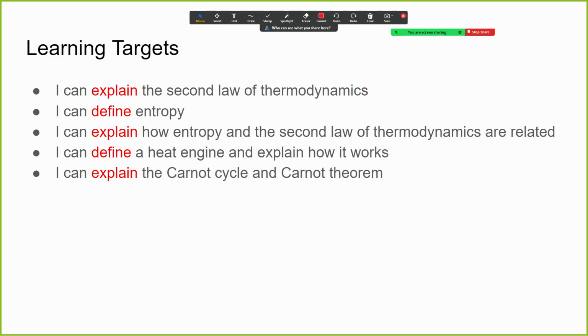So our learning targets for today, because why not have another law of thermodynamics? A lot of jokes come in with the second law as well, so maybe that's a good thing. I can explain the second law of thermodynamics, and some of you might already know it. I can define entropy, so the second law has to do with entropy. I can explain how entropy and the second law of thermodynamics are related. I can define a heat engine and explain how it works, and I can explain the Carnot cycle and the Carnot theorem.